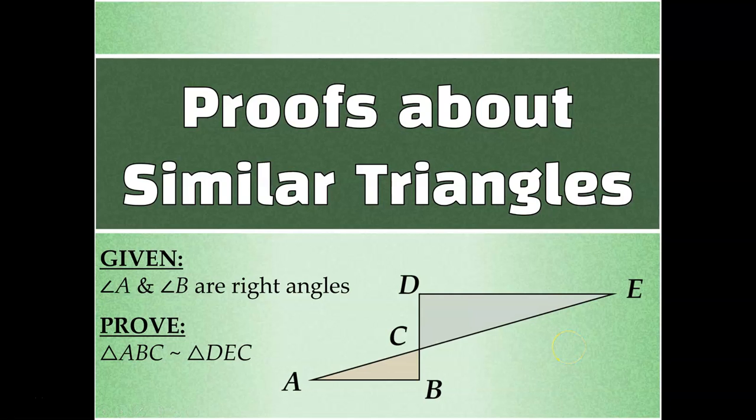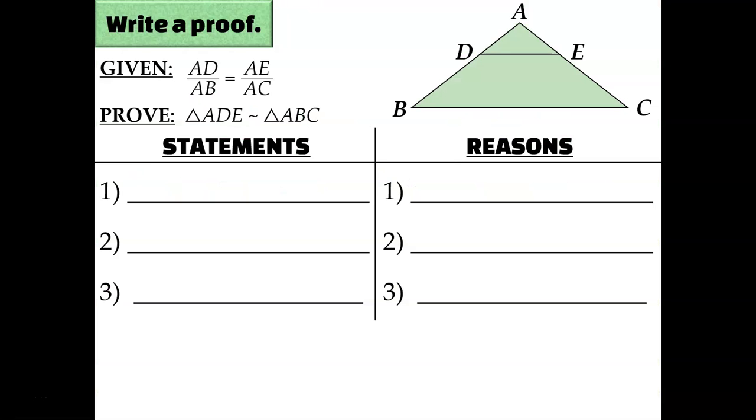Let's talk about how we can formally prove that two triangles are similar by writing a two-column proof. For example, in this proof we're told that AD over AB is equal to AE over AC. Now that's a whole lot of information that you should probably go check out on the diagram so you know what it's actually telling you.